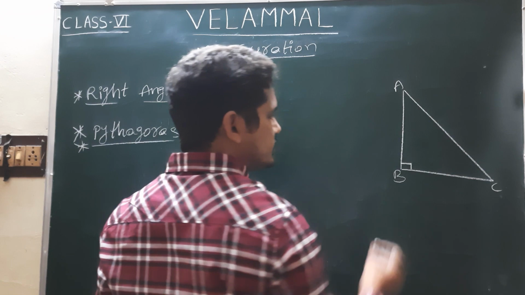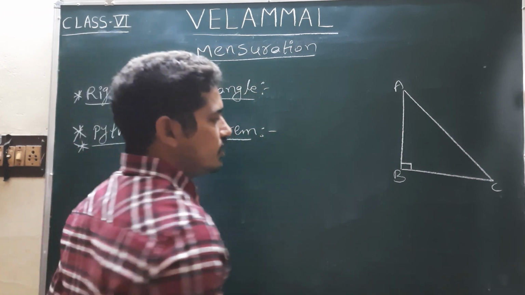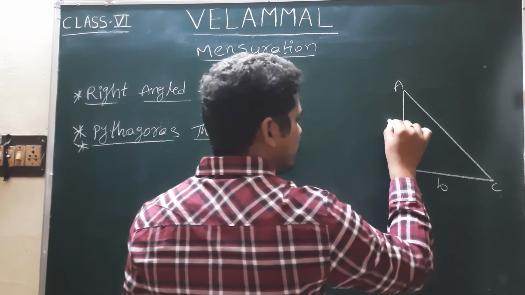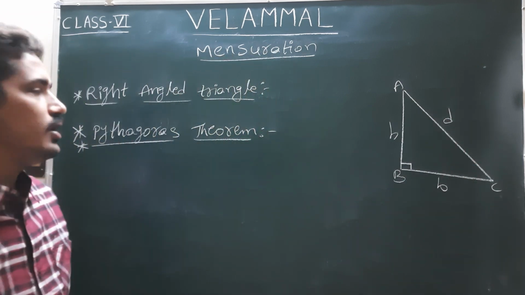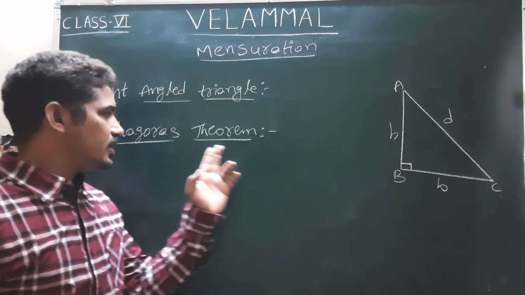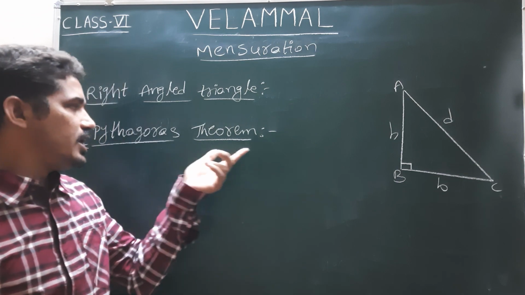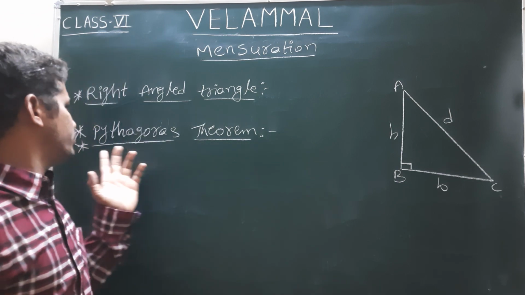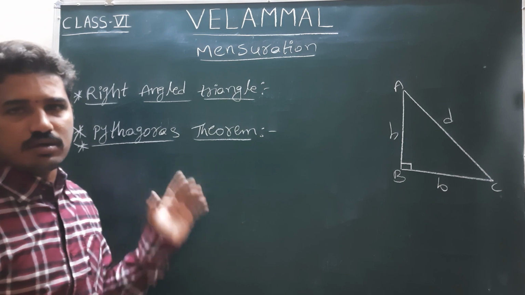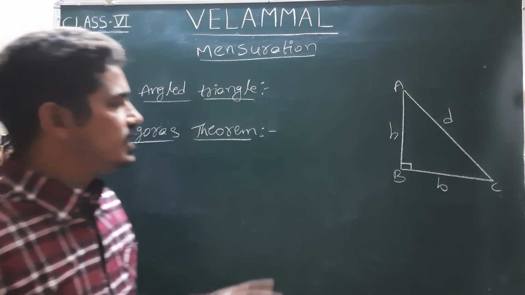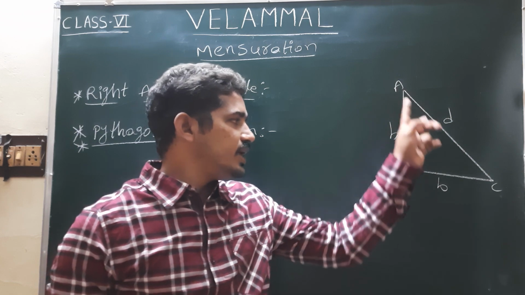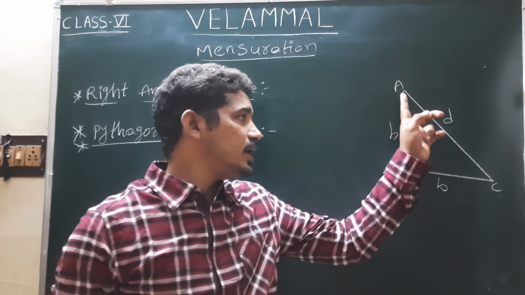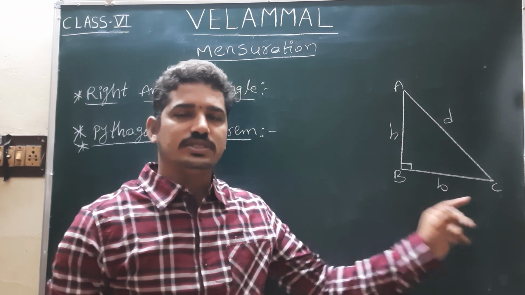Triangle ABC is a right angle triangle, for example. In this, we will call it base, this is height, and this is hypotenuse. Now the Pythagoras theorem, it is a theorem expressed by the scientist Pythagoras. He said that AC is always the hypotenuse of the triangle ABC.